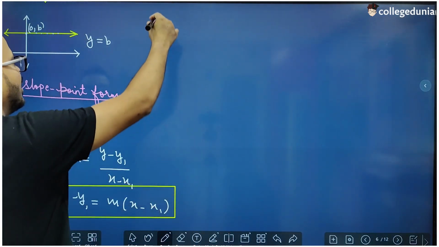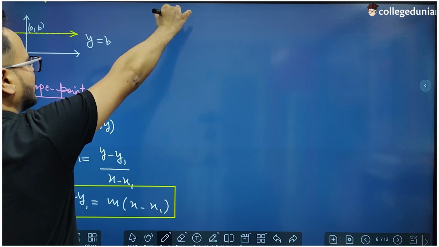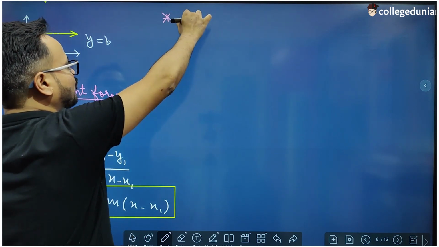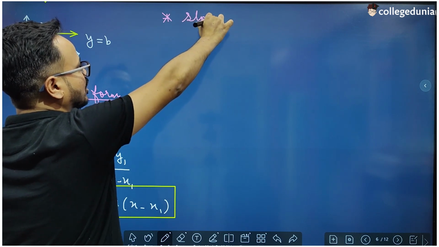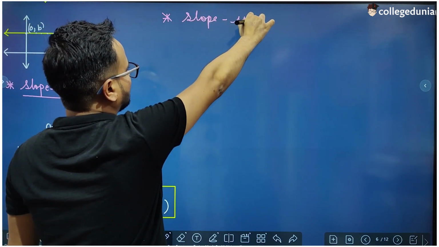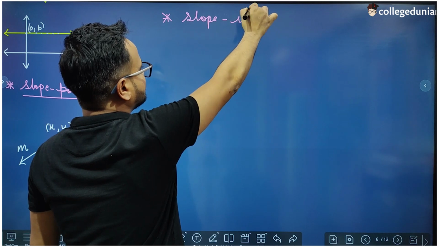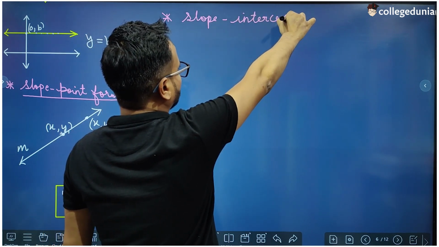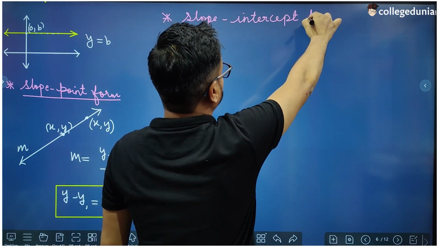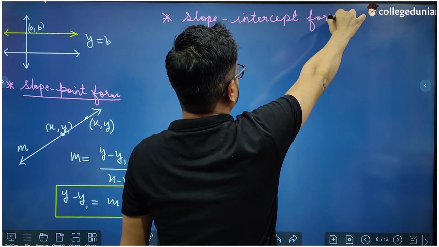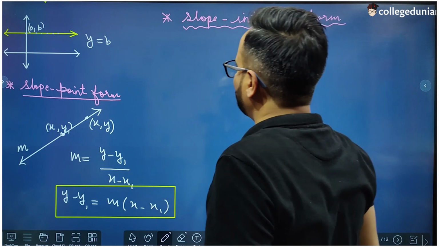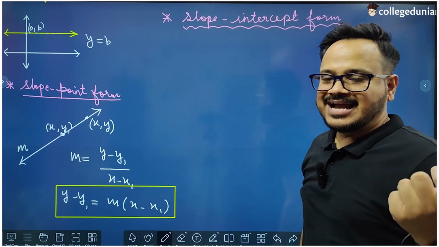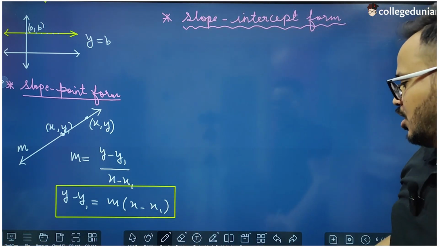For example, there is another famous equation form of a straight line which is called slope intercept form. Slope intercept form, in which we know two things. First, obviously, the slope of the line, and second is the y-intercept of the line.